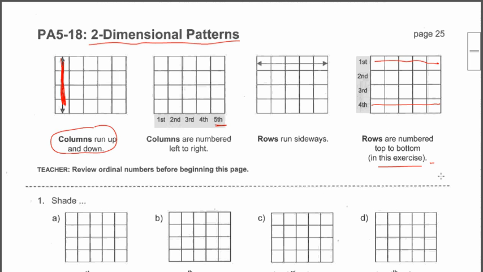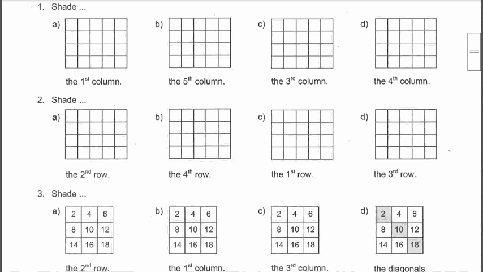Let's look at number 1. So number 1 wants us to shade columns. So let's do 1b, shade the fifth column. Well, 1, 2, 3, 4, 5. That would be this column right here, and you would shade it in.